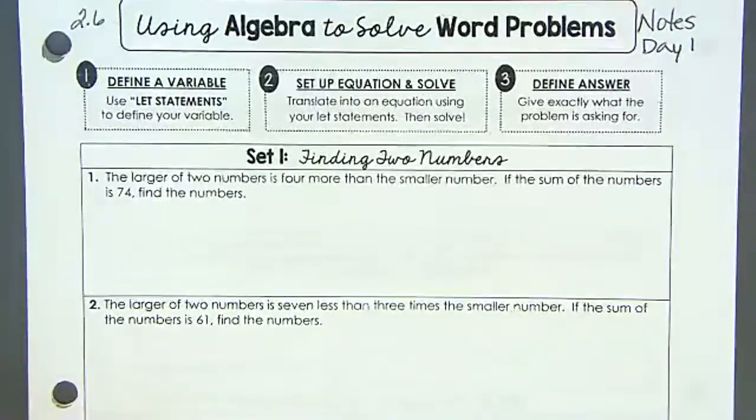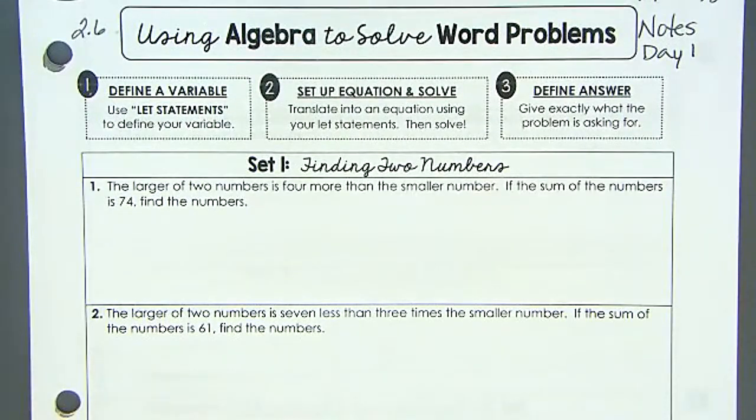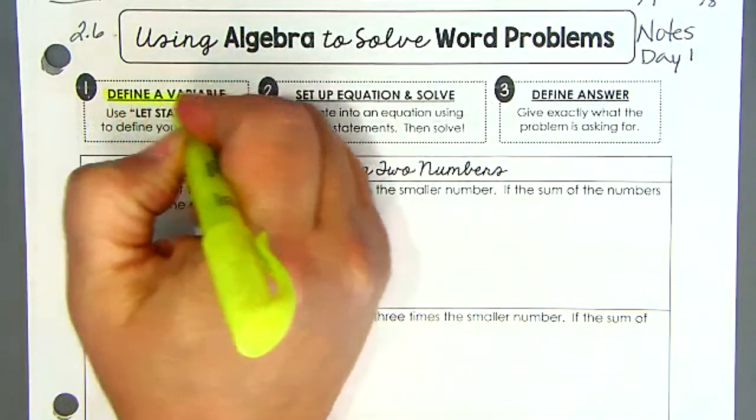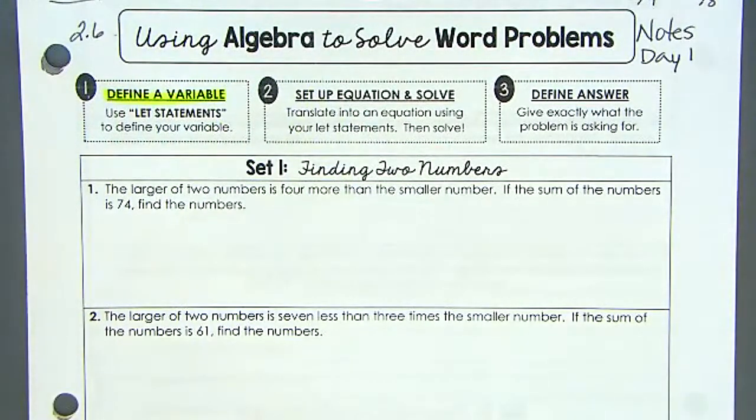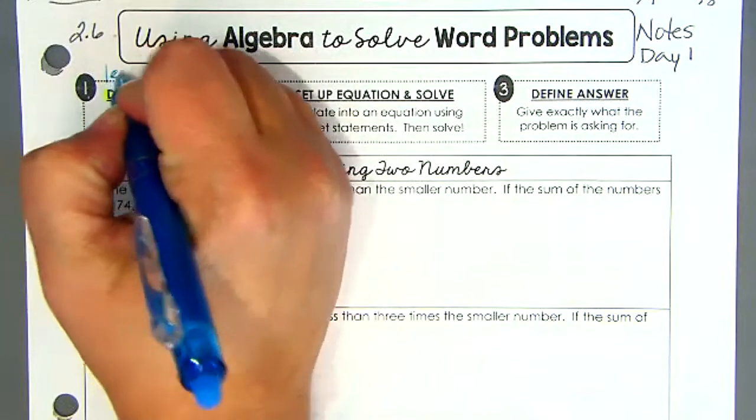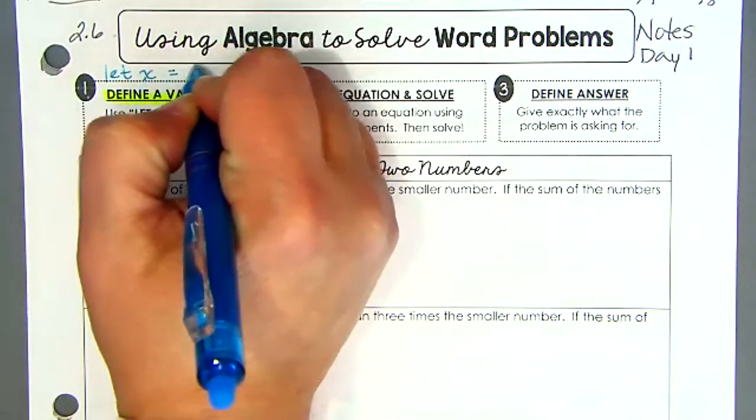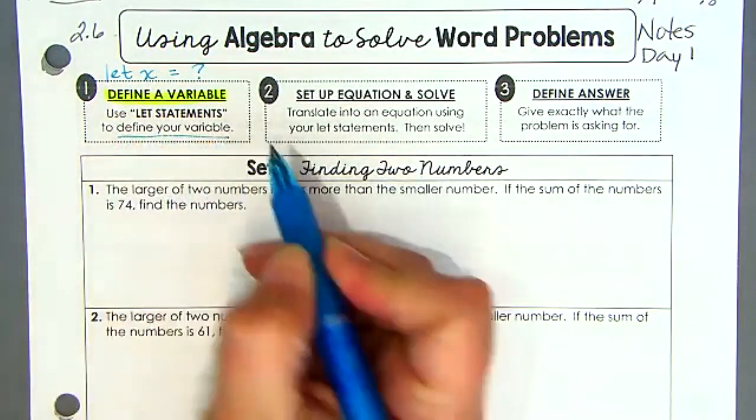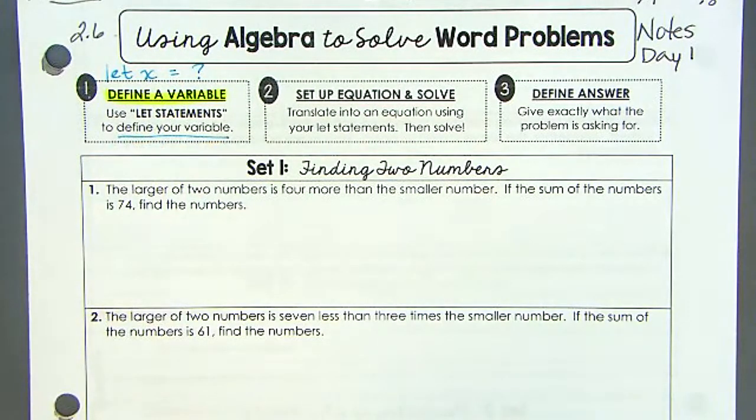All right, first things first. The first thing that you do is define the variable. That means that you're going to make the let statements. We're going to say let x equal something. Use the let statements to define your variable. We're going to say, what are we letting represent x?